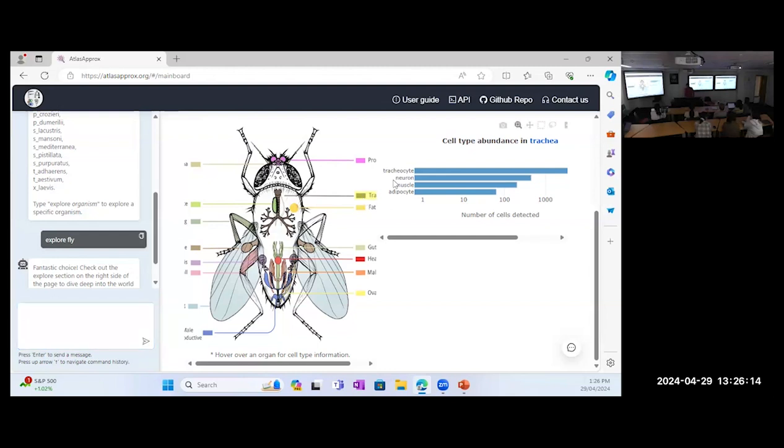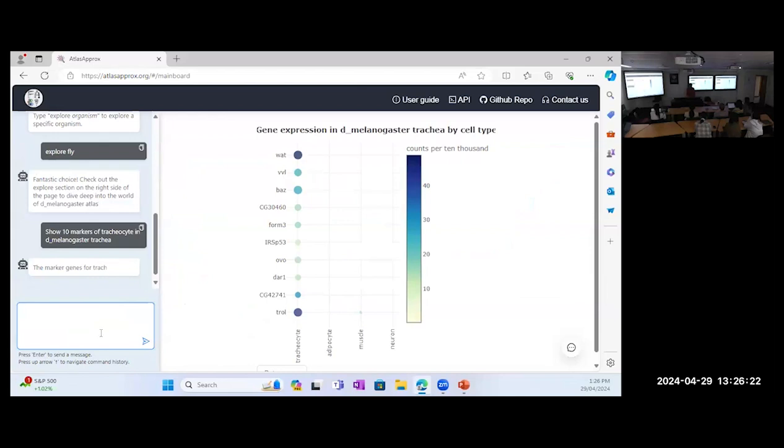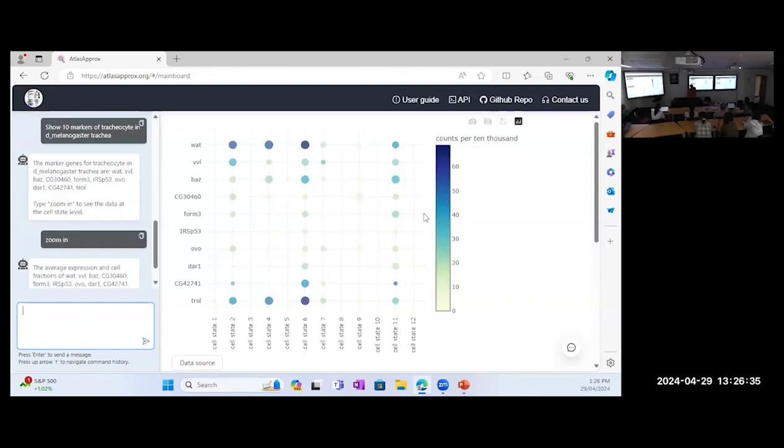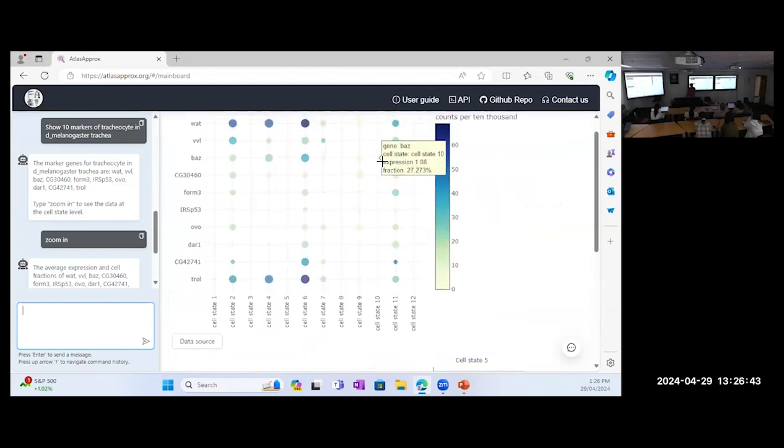Anyway, you can click on one of them and then go to, I don't know, tracheocyte. When you click there, it prompts a question for the chatbot. Then you can go there and it shows you marker genes for tracheocytes in the fly trachea. You can zoom in and it shows you cell states. You can see each cell state is composed of cell types and so on. And you can do a lot more things.